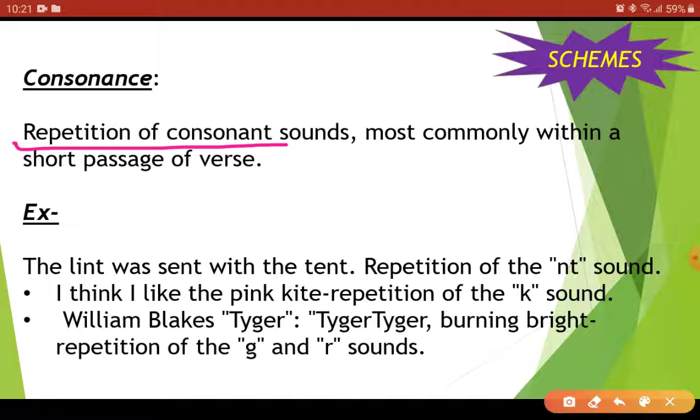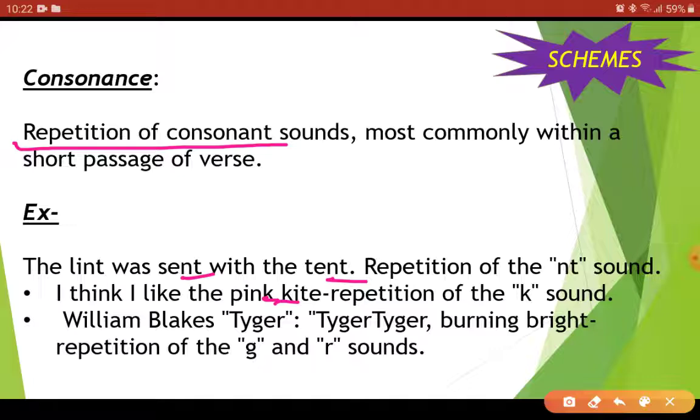For example, "The lint was sent with the tent." Repetition of the ent sound. In this statement this sound is repeating again and again, and this sound includes T, which you already know is a consonant. So here a consonant is continuously repeating. Another example: "I like the pink kite." Here you can see K is repeating, so we will call this consonance.